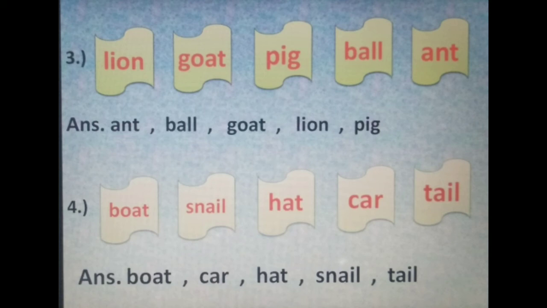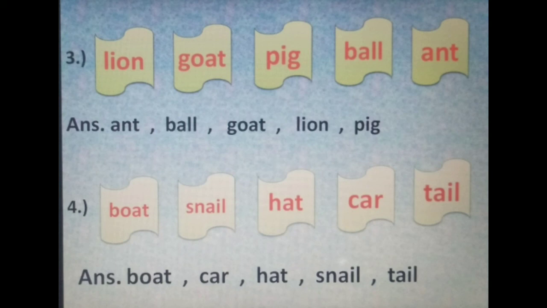In the second place, which word do we have to write? Ball. Yes, good. In third place? Goat. Yes, good. In fourth place? Lion. In fifth place? Pig, P-I-G, pig. Good. Now, let us see the fourth example.